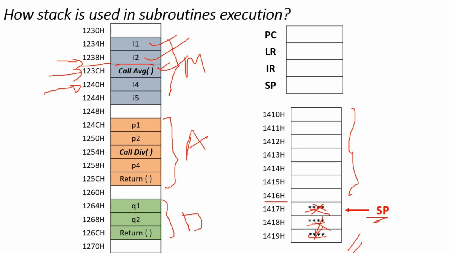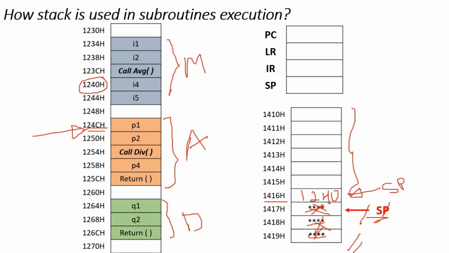But the processor comes to know that it is a function call and PC must point to 124CH, because I am calling the average function. So what happens? The processor pushes the current return address, that is the I4 address, into the stack. The processor pushes that 1240H into the stack. So SP will be pointing to this now. The stack pointer always points to the top of the stack. So the current PC value, or return address, is pushed into the stack and PC is updated to 124CH.